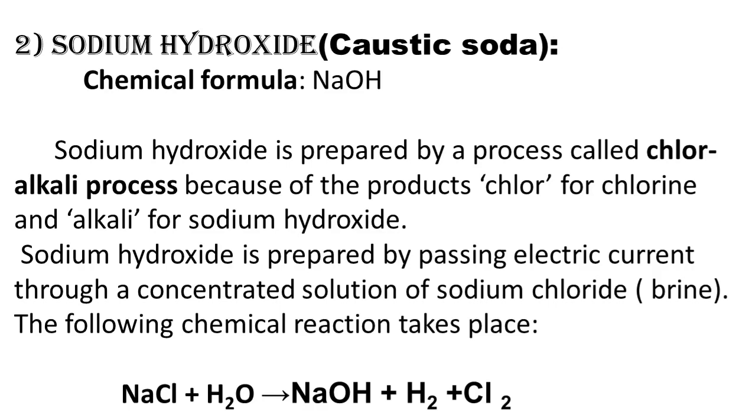So NaOH is prepared by a process called chloralkali, where the sodium chloride salt solution is electrolyzed. Then you get sodium hydroxide and also the liberation of hydrogen and chlorine at the respective electrodes, that is, the positive and negative electrodes. Hydrogen will be liberated at the positive electrode and chlorine at the negative electrode.